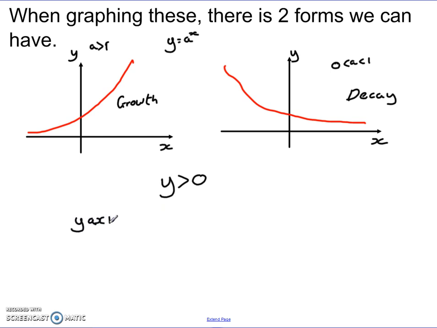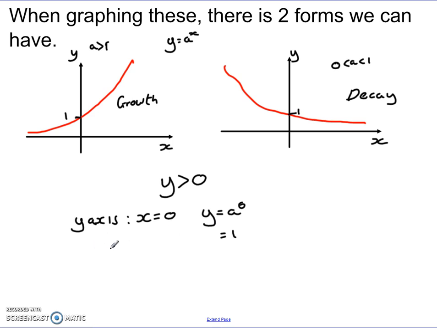So for our y-axis intercept, we know that x is equal to 0. So we know that y equals a to the power of 0. Think back to when we did indices back in National 5. Anything to the power of 0 equals 1. So regardless of whether it's a decay function or a growth function, whenever it cuts the y-axis, it always cuts at the value of 1.